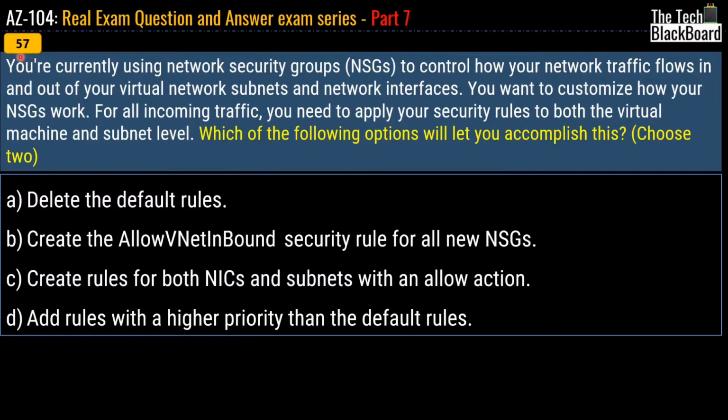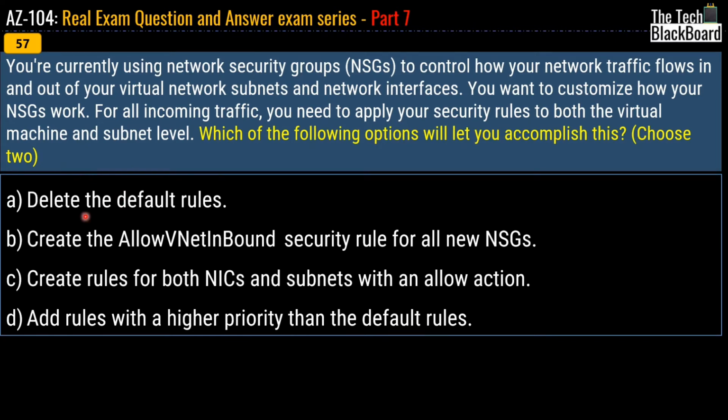Coming to question number 57, and it says you are currently using network security groups or NSG to control how your network traffic flows in and out of your virtual network subnets and network interfaces. You want to customize how your NSG works. For all incoming traffic, you need to apply your security rules to both virtual machine and subnet level. Which of the following options will let you accomplish this? Choose two.